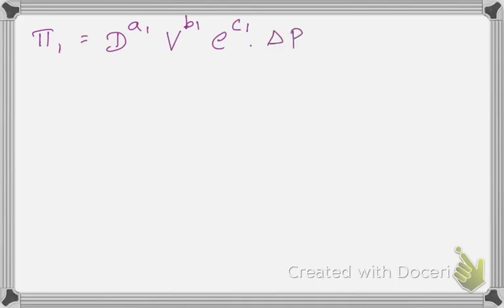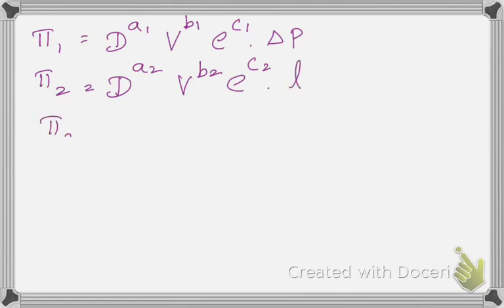So first pi term, I should write my dependent variable, and similarly I have to write the others. Then pi 2 will be equal to d^A2 V^B2 rho^C2. The next term is L. Next, pi 3. Pi 3 will be equal to d^A3 V^B3 rho^C3, and the next term is mu.